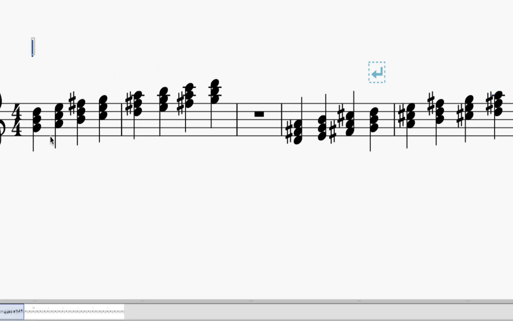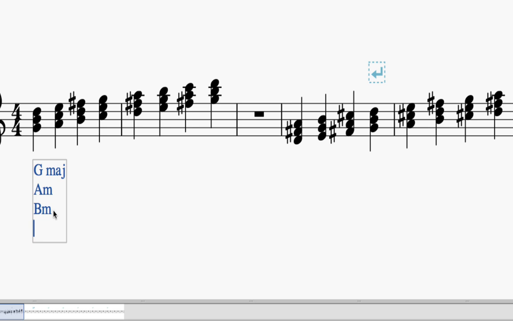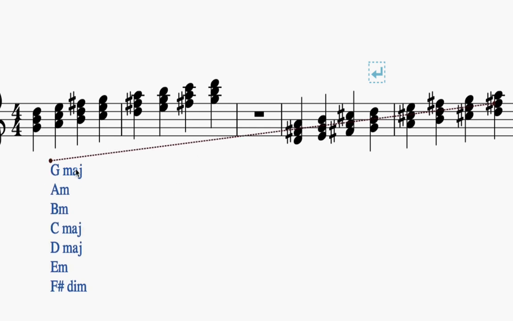Okay, so my possible chords are G major, A minor. I'm looking at my G here. I'm just going to write down the names of the chords. B minor, C major, D major, E minor, and F sharp diminished. Let's put a space there. And then G major again. I don't need to write that one down because I've already got it.